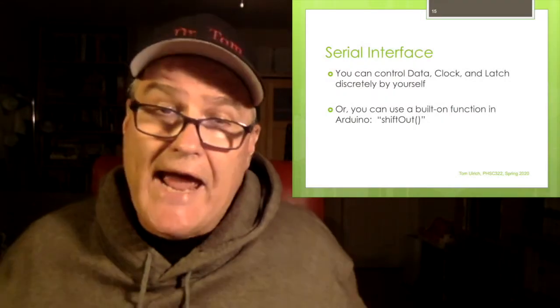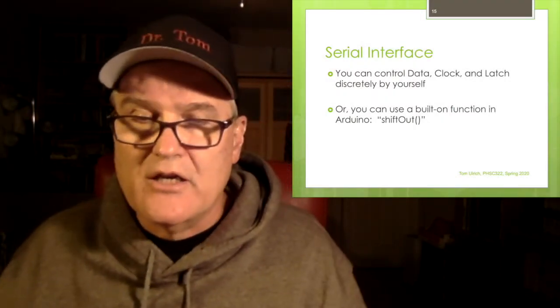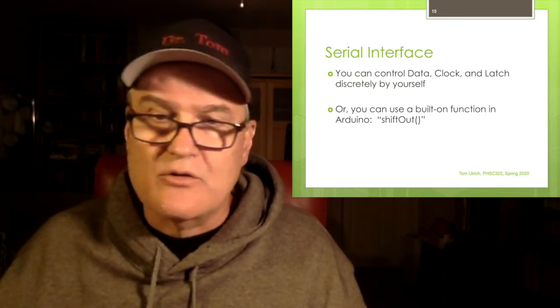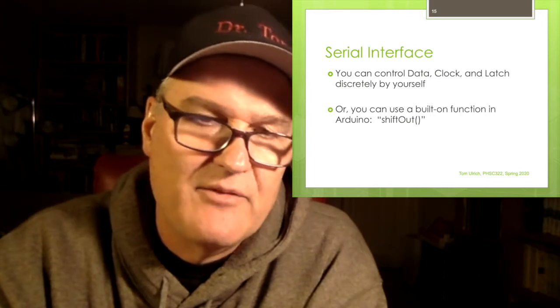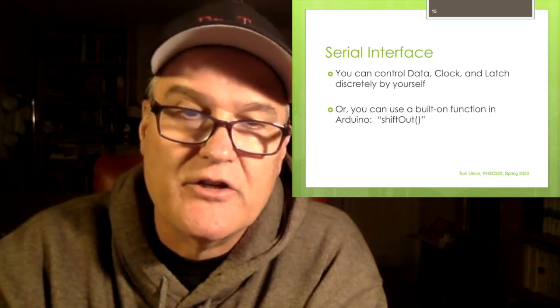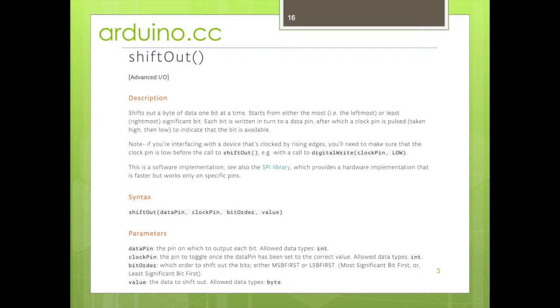Anyway, you don't have to use the Arduino function. You could take the 3 pins and use digitalWrite, and control them yourself. But using the shiftOut function in Arduino is probably a little bit easier. Here it is. Remember, whenever you have a question about how Arduino works, you go to arduino.cc and click on the reference. And what we see here is it takes 4 parameters.